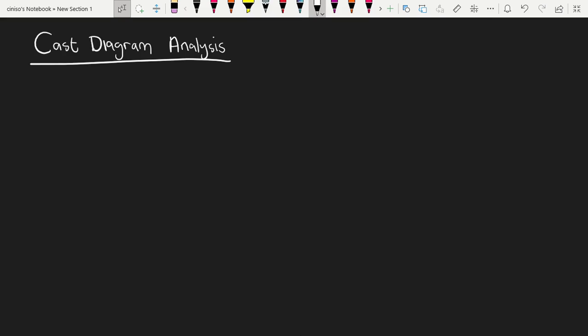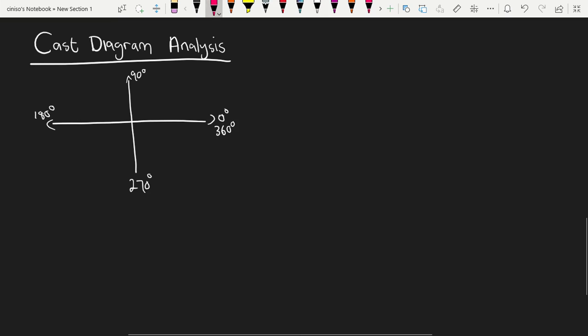Now we're going to analyze our CAST diagram. So let's draw it here. We have 0 degrees, 90 degrees here, 180 degrees, we have 270 degrees here, and 360 degrees. So let's say now we have an angle here of theta, and we want to identify a trig ratio with respect to this angle theta.